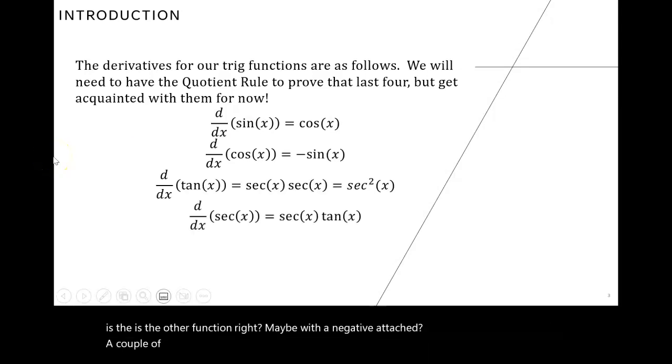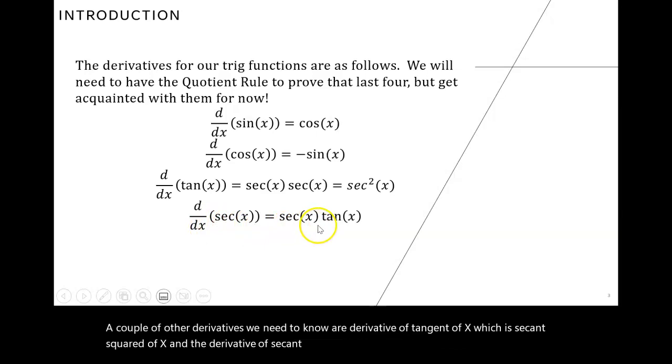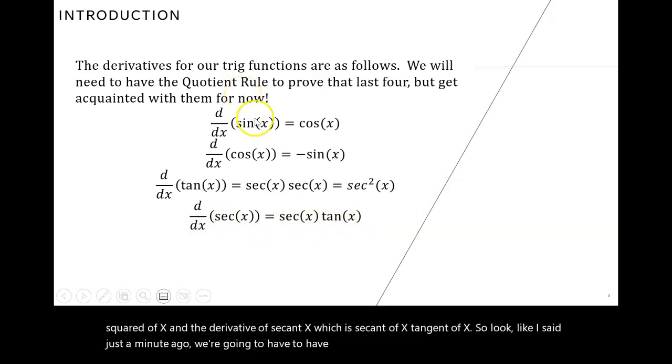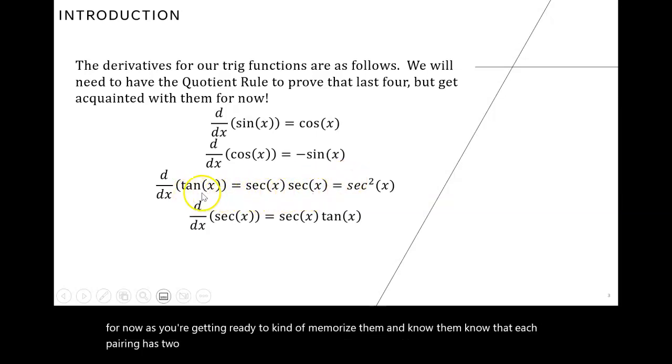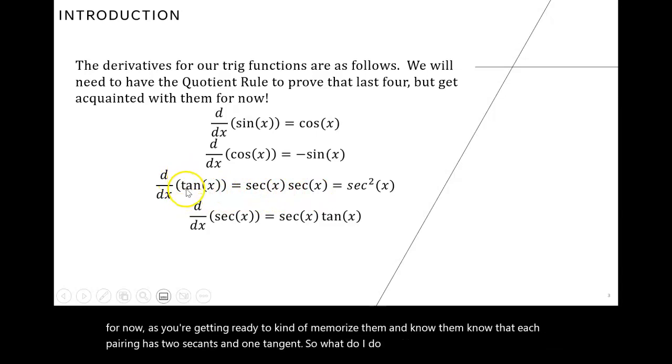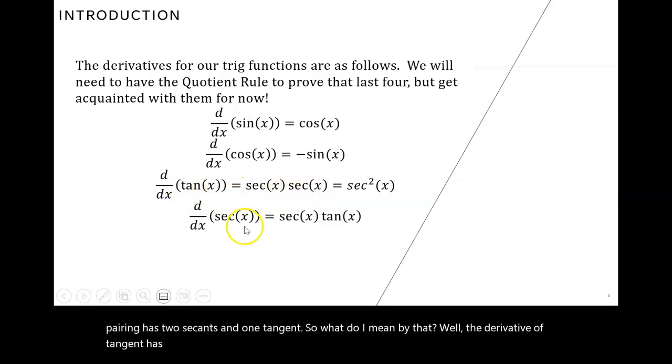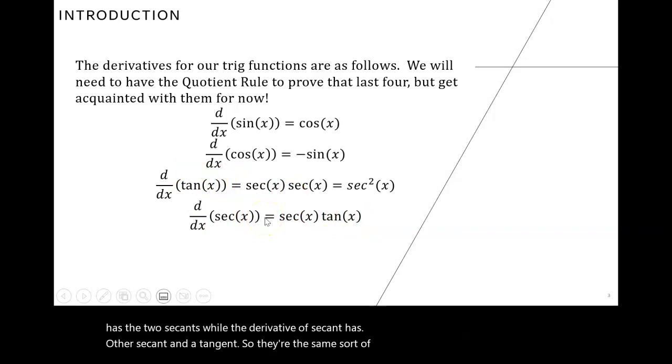A couple of other derivatives we need to know are the derivative of tangent of x, which is secant squared of x, and the derivative of secant of x, which is secant of x tangent of x. Like I said, we'll use the quotient rule to prove these two. But for now, as you get ready to memorize them, know that each pairing has two secants and one tangent. The derivative of tangent has the two secants, while the derivative of secant has the other secant and a tangent.